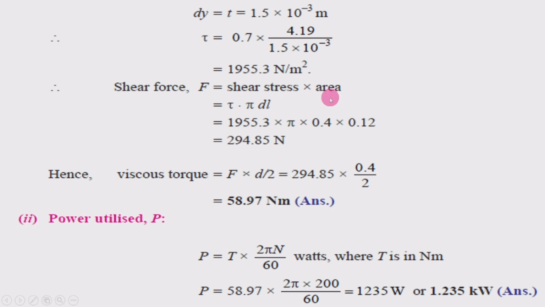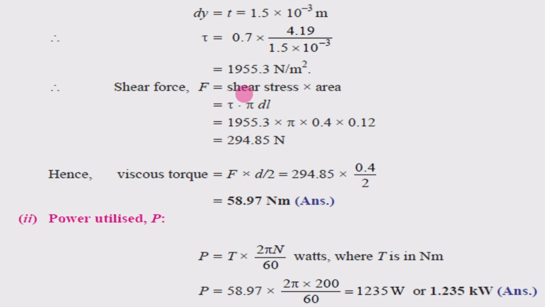The area we need to take here is the surface area which comes in contact with the fluid, where the frictional resistance is acting. Pi d is the circumference, d is the diameter and L is the length for which the fluid is in contact with the shaft. So pi dl is the surface area of the shaft within that bearing which is in contact with the fluid.